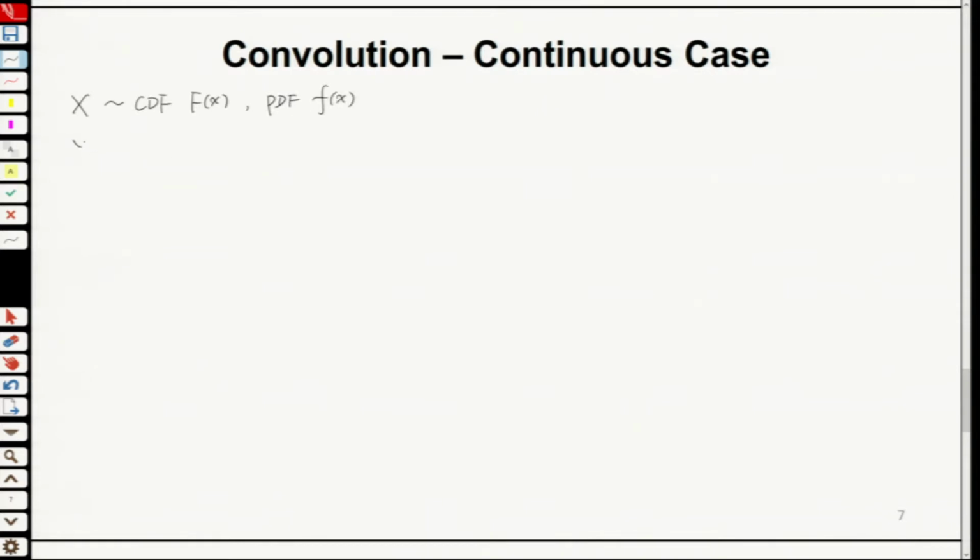Now you have y, whose CDF is G(y), and PDF g(y). Obviously, we need x and y to be independent. Now, what is the distribution of x plus y? What is f of x plus y?